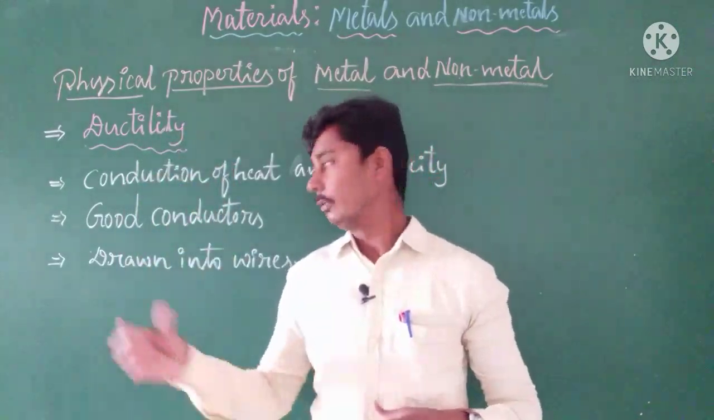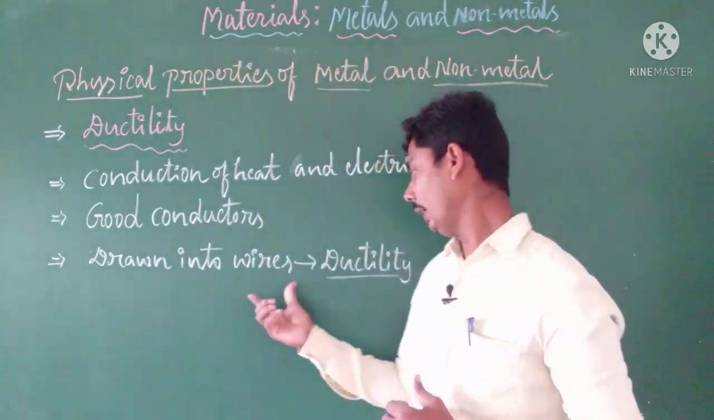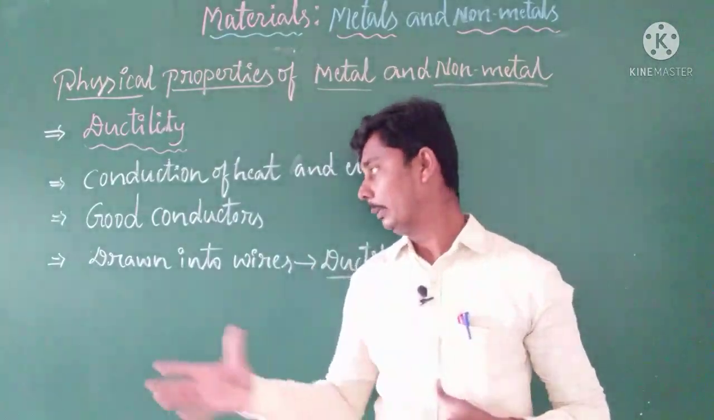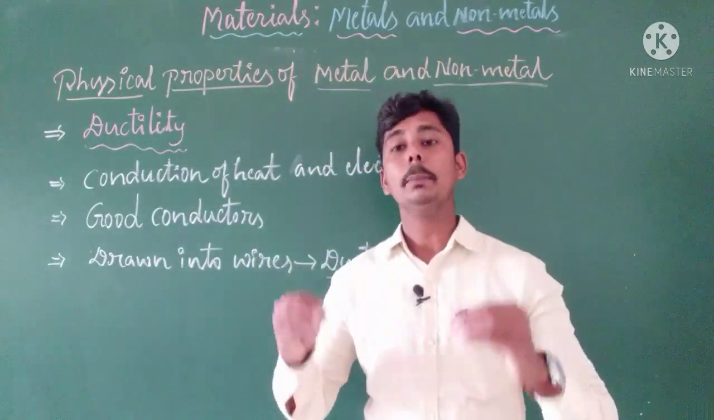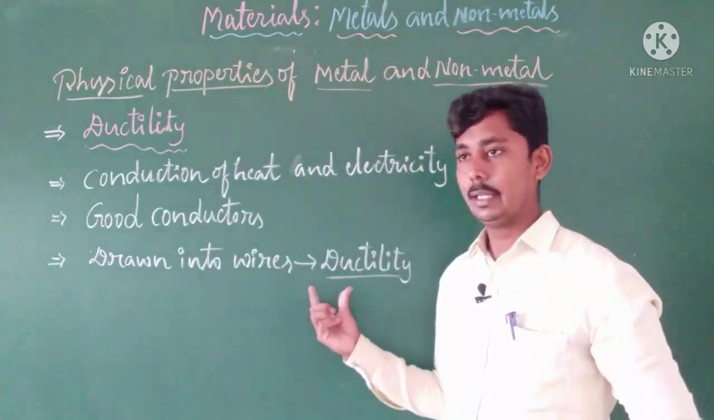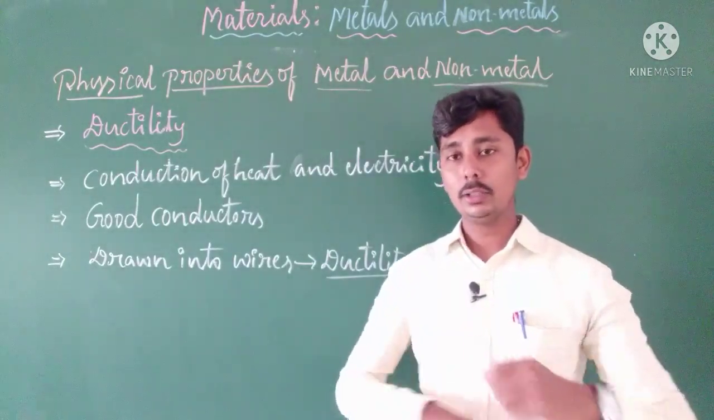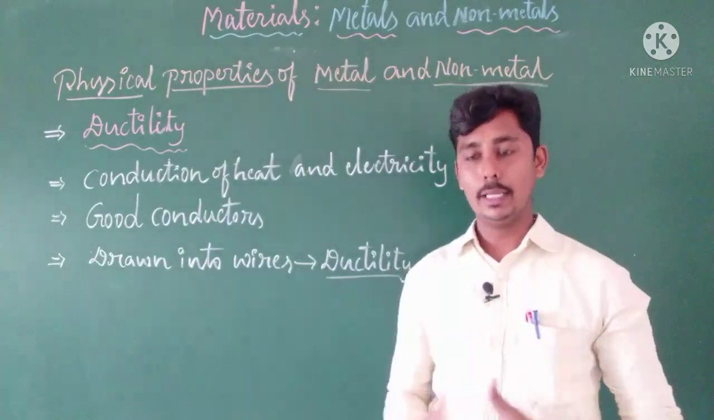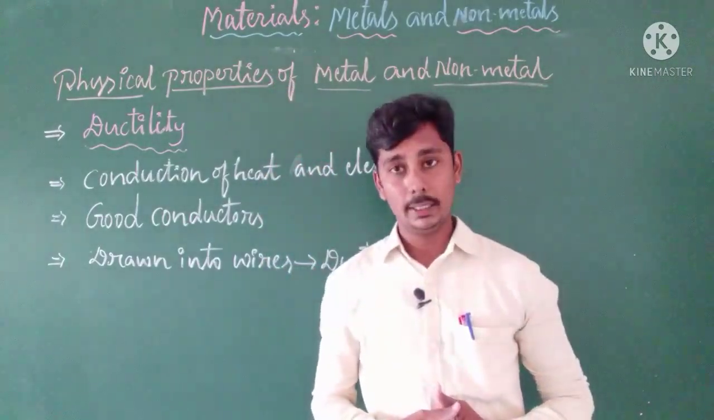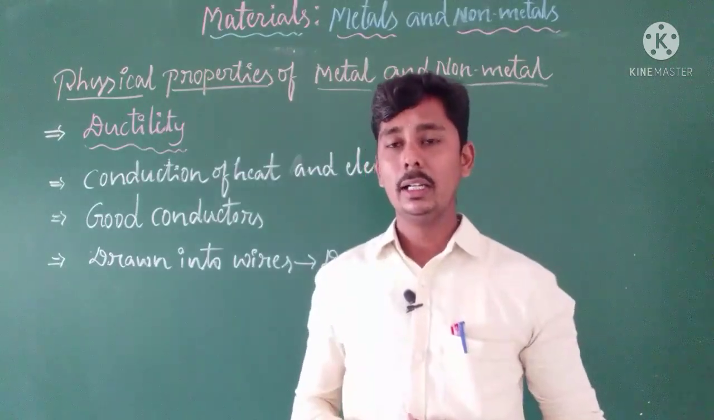The property of metals by which they can be drawn into thin wires is called ductility. What is ductility? Ductility means the property of metals by which they can be drawn into wires. This is one physical property of metals.